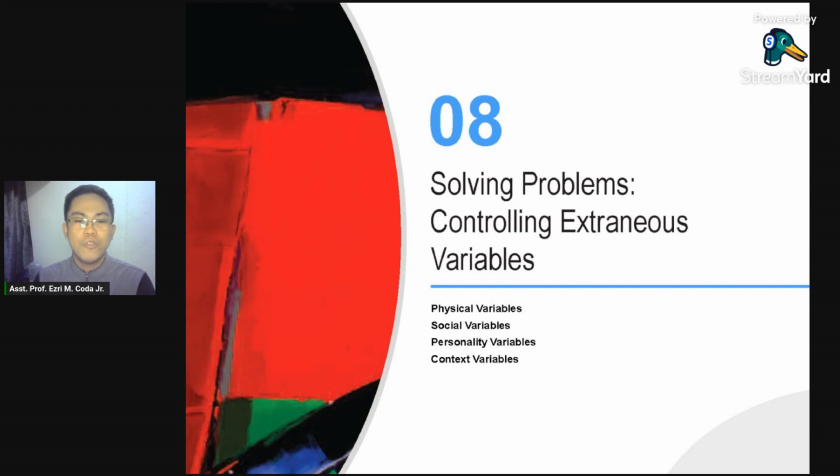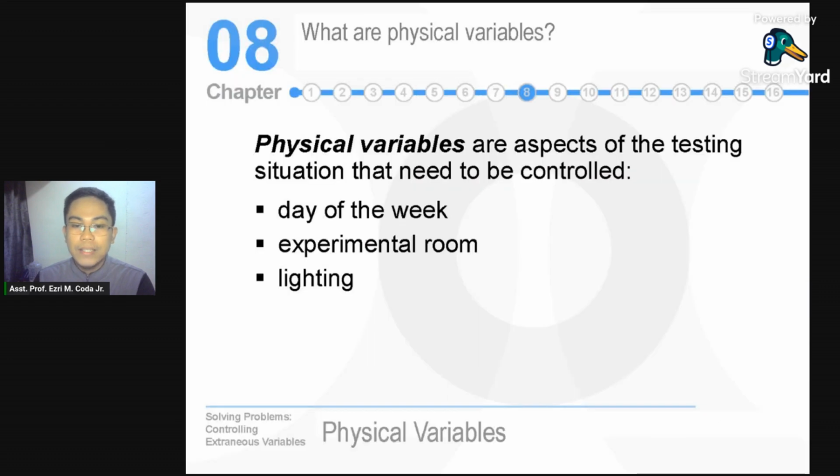Now, why do we need to control our extraneous variables, especially in experiments? As psychology students, we need to know how important it is to know the ways of controlling extraneous variables for a good output of our research, and to be sure that the reliability and validity of our research is not compromised. Okay, let's start. Now, what are physical variables? That's the first question.